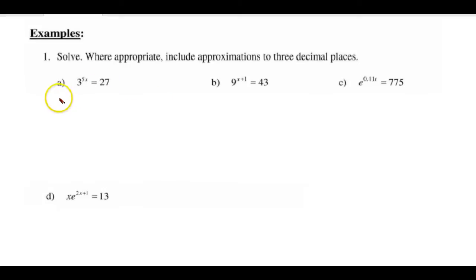So here we have 3 to the 5x power. Now for this one, 27 does have a base of 3 to the third power. So now our bases are the same, our exponents equal each other, and we get then that x equals 3/5. Now if you get an easy one like this, again, this is the work you need to show of how you got the answer.